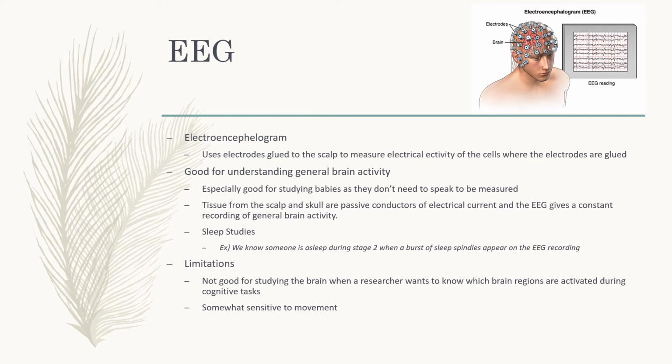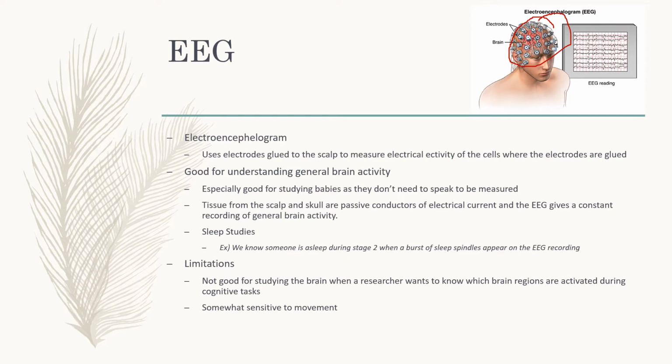So the first of these electrical technologies is EEG. It is an electroencephalogram, and you see an example of that in the picture in the right corner. Those are diodes all over the person's skull. And this is good for just understanding general brain activity. So it's especially good for studying babies. They don't need to speak in order to be measured. And the tissue from the scalp and skull are passive conductors of electrical current. And it gives a constant reading and recording of general brain activity.